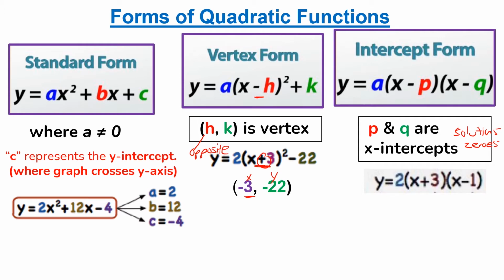If it's already in intercept form, you can see the solutions. And so I have an example here, y equals 2 times x plus 3 times x minus 1. So p and q would be -3 and 1. And again, it is also the opposite. Since you have a negative in your formula, whatever number you see here will be the opposite. So if it's a plus, it would be a -3. If it's a minus, it would be a 1. And so if you were to graph this, the graph will cross the x-axis at -3 and 1.